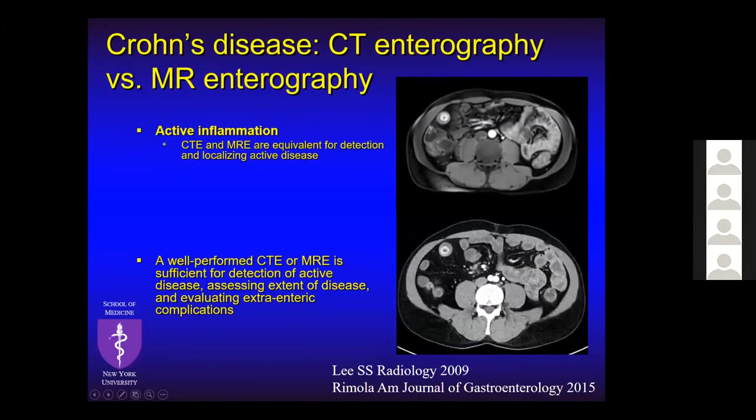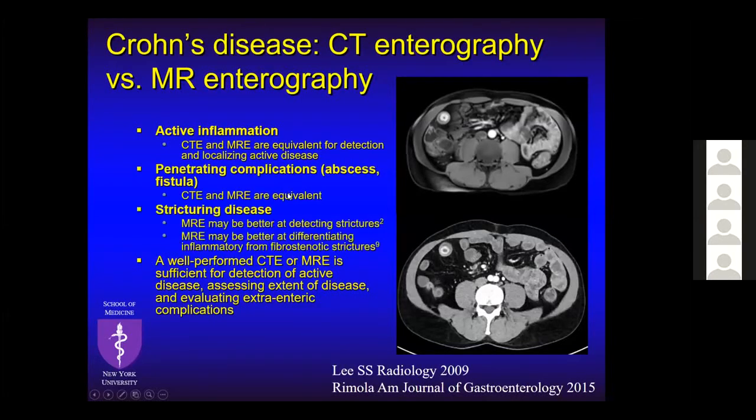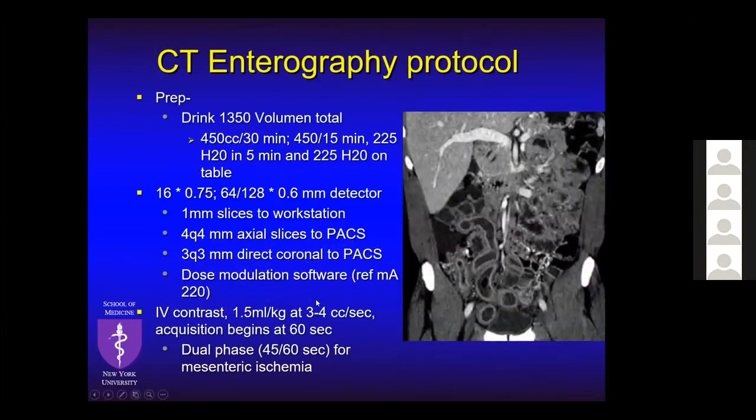Those of you that are purists would say you like this CT better because of the improved resolution. You've got some motion there, but you can see the layered enhancement of this segment of bowel nicely. You can see here this little fistula coming out. So they're equivalent. Penetrating complications are equivalent. For stricturing, MRE is thought to be a little bit better because you can do those cine images, but really they're both pretty good. And this is the protocol that we do here.